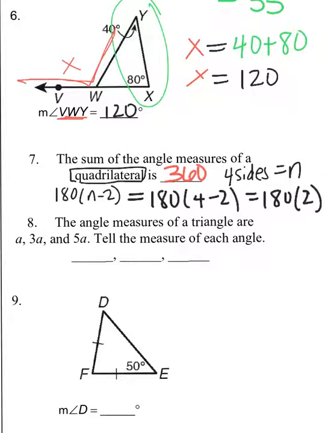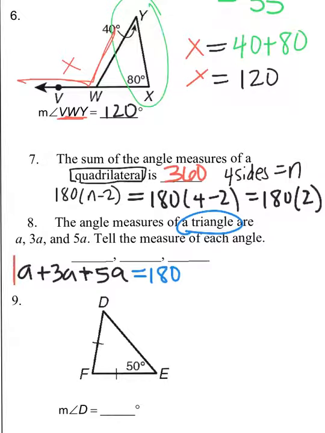Number 8. The angle measures of a triangle are A, 3A, and 5A. Tell the measure of each angle. Well, we know that A plus 3A plus 5A altogether equal 180. Because it is a triangle, and triangles, interior angles add up to be 180. Now, 1A plus 3A plus 5A equals 9A. So that means 9A equals 180. If I divide by 9, A is equal to 20.